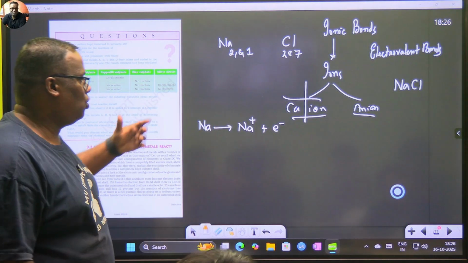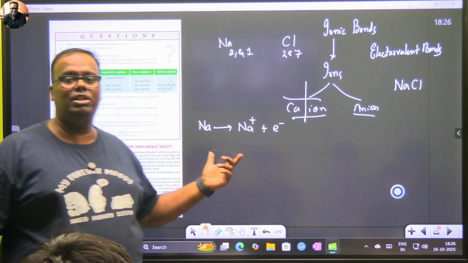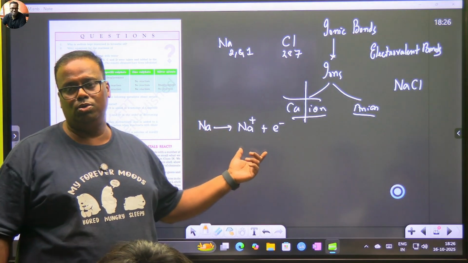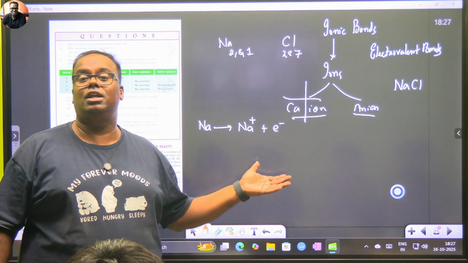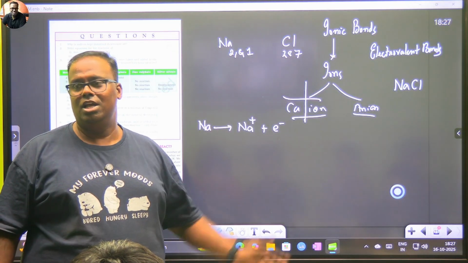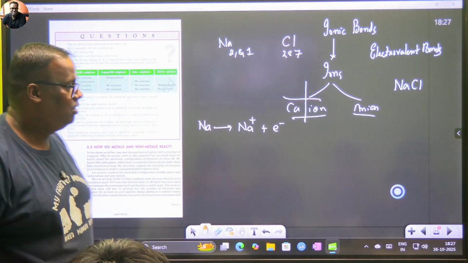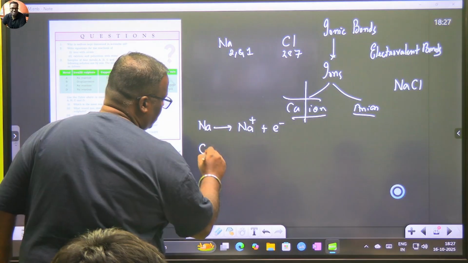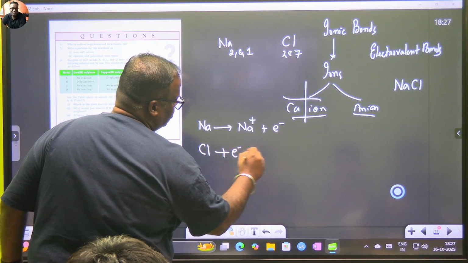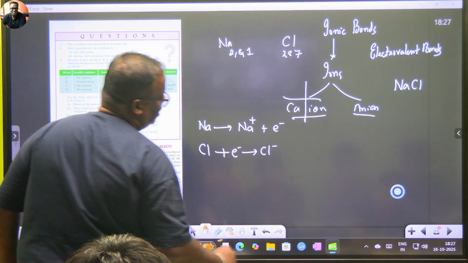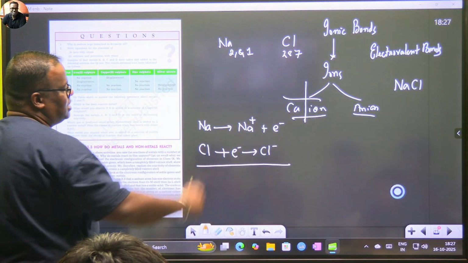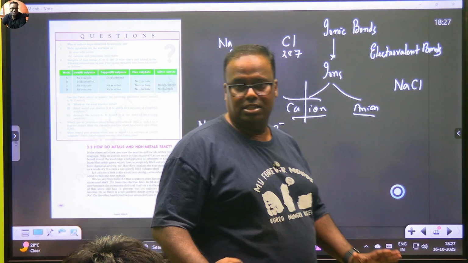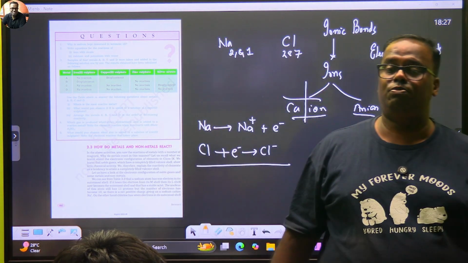This sort of bonding can happen only when there is a perfect match between a donor and an acceptor, something typically like the share market. If you want to sell a share, there has to be somebody who is ready to buy the share, otherwise the transaction will not happen. Okay, so similarly we will have chlorine, it will actually accept this electron and become chloride ion. And then if you add up these two equations, then the electrons cancel each other and it forms NaCl.